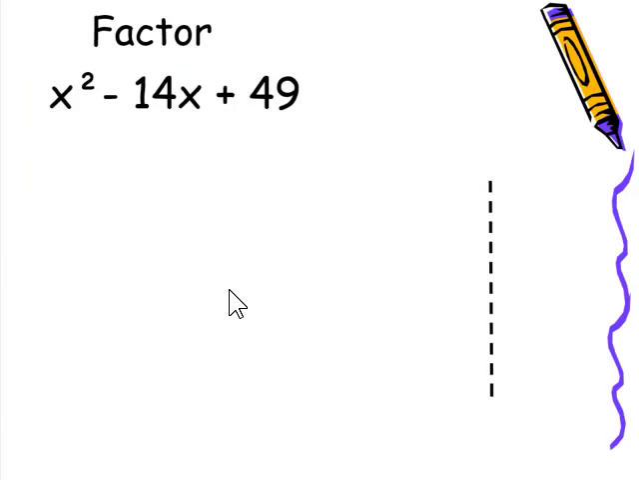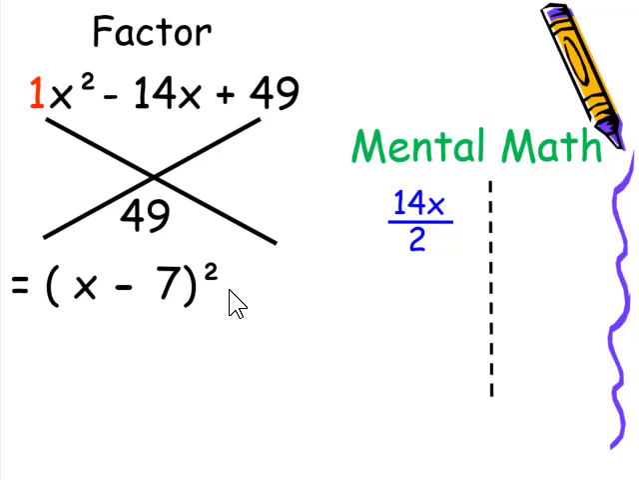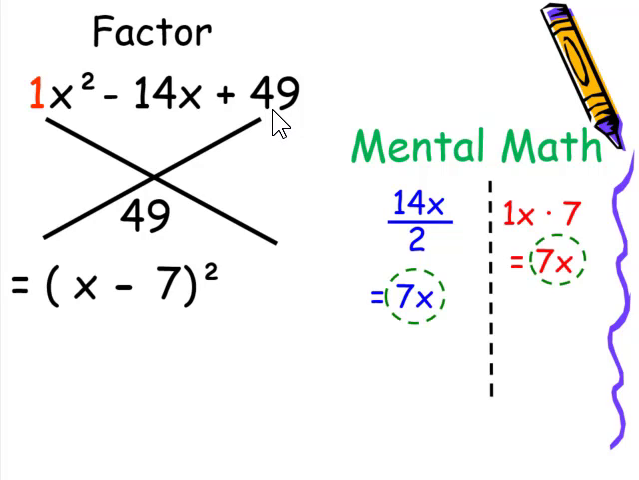When we take a look at this one, when we're factoring, remember this is a perfect square trinomial, so it's x minus 7 squared. How do I know this is a perfect square trinomial? Well, one way is using mental math. We take half of the middle term, that's 7x, and we take the square root of the first term, and then times the square root of the second term. So that would be 1x times 7, which is 7x. Since they match up, I know it's a perfect square trinomial, hence my answer is x minus 7 squared.